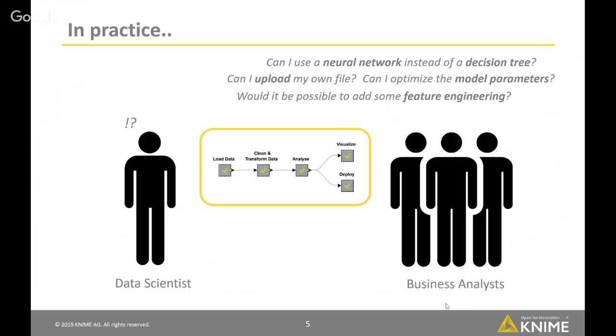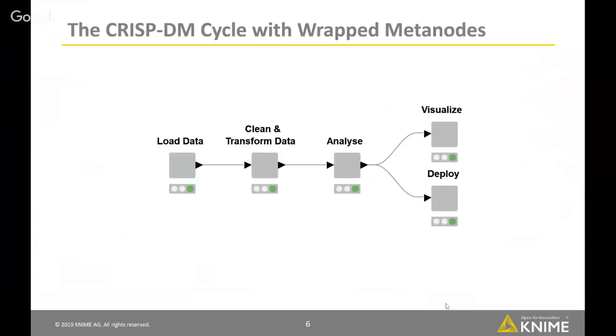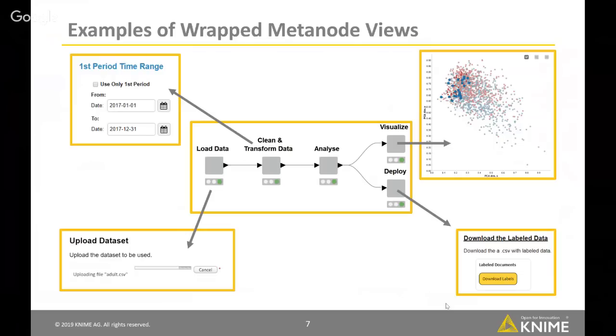A solution to this that we have in KNIME is to use wrapped metanodes. Those gray nodes you see here create an interaction that the business analyst can use to right away change what he wants to change in the process. To be more precise, take this example. We have load data, where a web page is created that makes the business analyst able to upload a different file. Or you have clean and transform data, where the business analyst can define a different time range. All of those are parameters that will change what the nodes are doing.